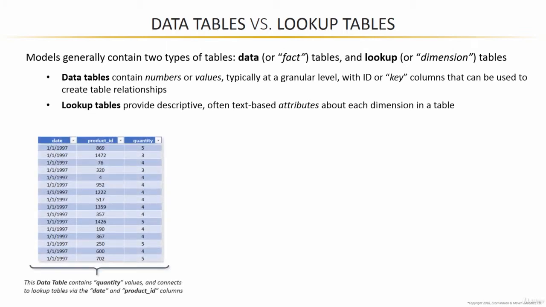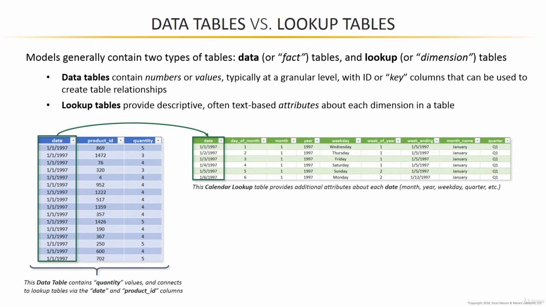This blue table is a data table. It contains numerical values, those quantities, along with two key columns that we can use to connect this data table with some lookups, a date column and a product ID column. So what we'll be able to do is take that date column and connect it to a date column within a calendar lookup table. And the entire purpose of the calendar lookup table, its entire reason for existing, is to provide additional information about each date.